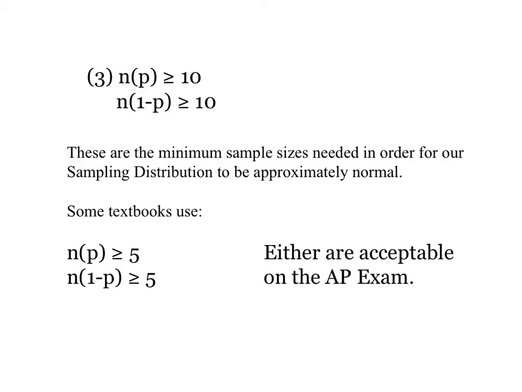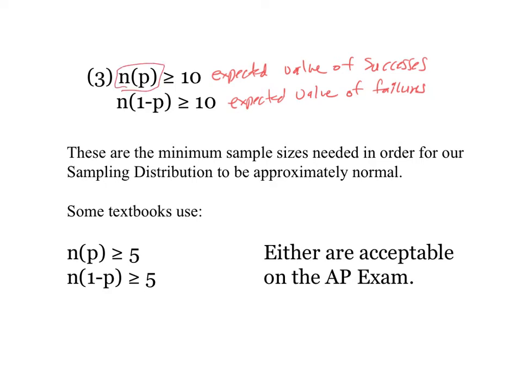The third condition, it was the n times p is greater than or equal to 10, and n times 1 minus p is greater than or equal to 10. You can think of these as the expected value of the successes, and this would be the expected value of the failures. So what these two equations really mean is that if I can expect 10 or more successes and 10 or more failures in the sample I have chosen, then my sampling distribution is going to end up being approximately normal.